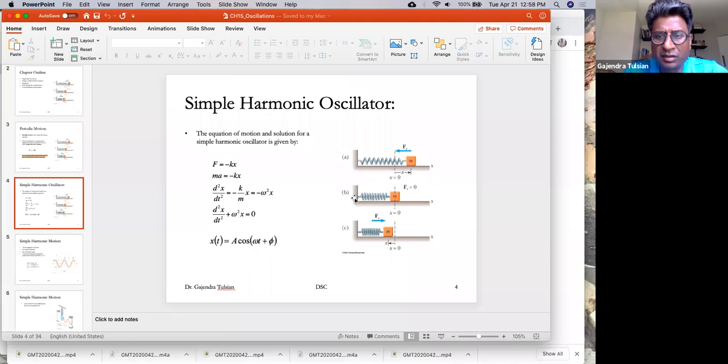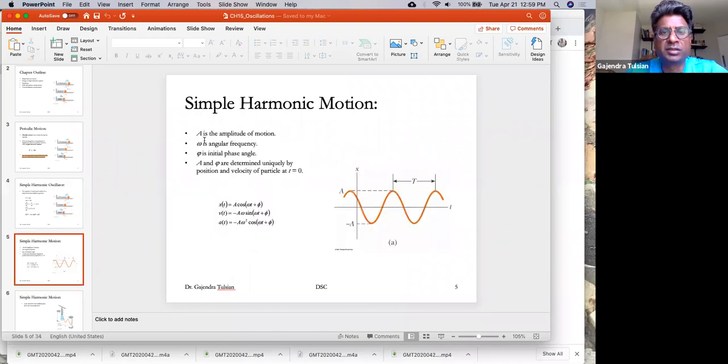And phi is related, let's say you pull it from 10 centimeters and just let it go, then without giving it any velocity, then phi would be 0. If you gave it a kick, then phi would be non-zero, okay, and so on. So A and phi are constants that are determined by initial conditions. So A is the amplitude of motion, omega is the angular frequency, phi is the initial phase, and A and phi are determined uniquely by the position and velocity of the particle at t equal to 0. So x at 0 and v at 0 will determine A and phi. Okay, so that's the general theme.